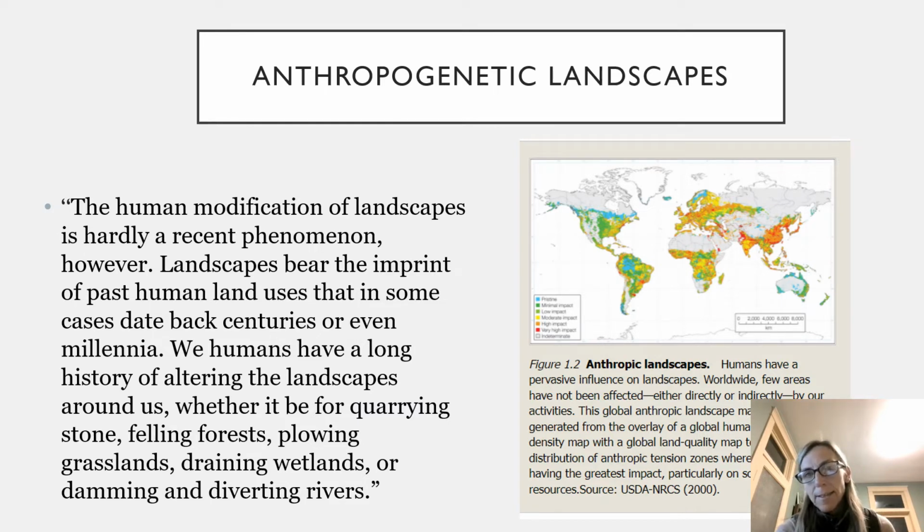Implicit in this discipline is the understanding of human modification of landscapes. This is an interesting map from your book that kind of captures the relative human impact globally on natural systems. So we know that humans have had a very long history of interaction with the natural world, but that presence is felt differently across the globe.